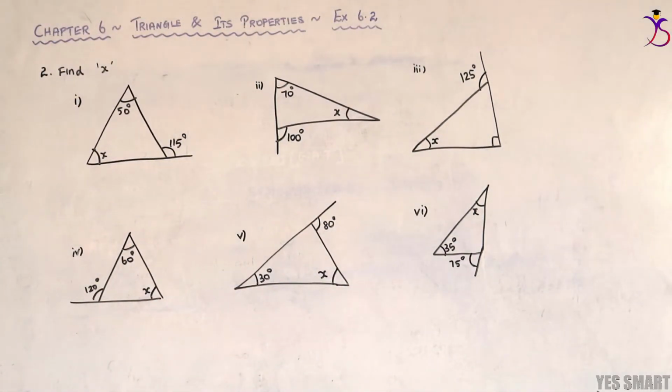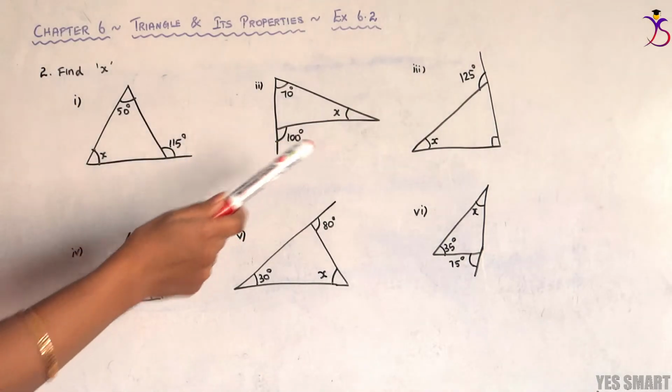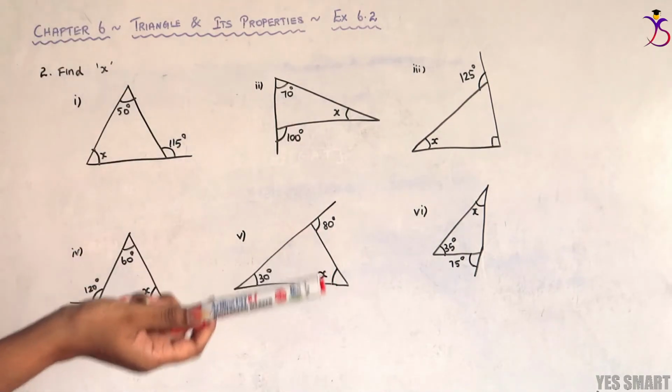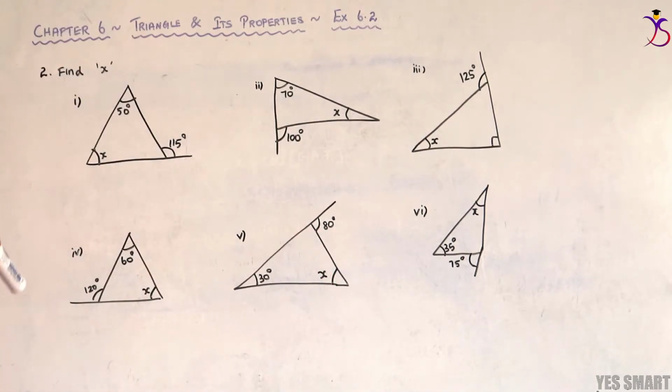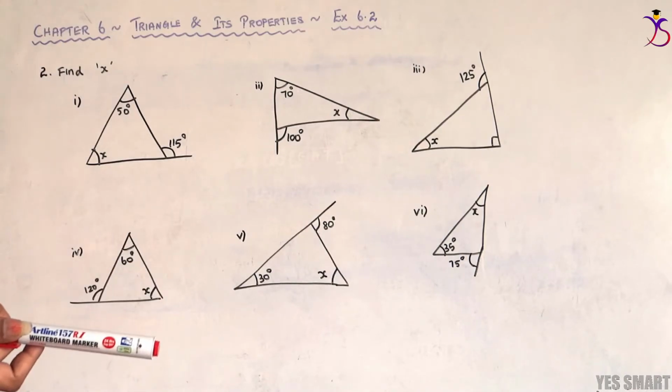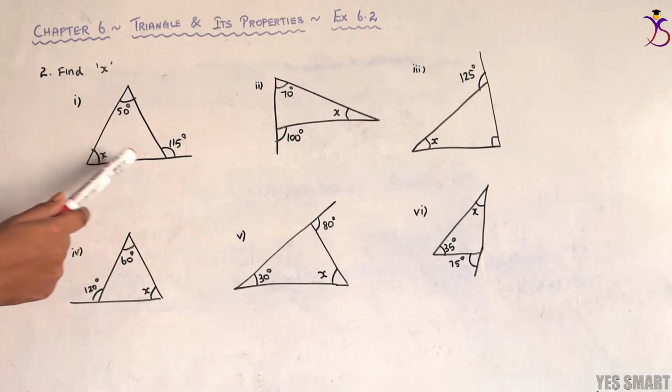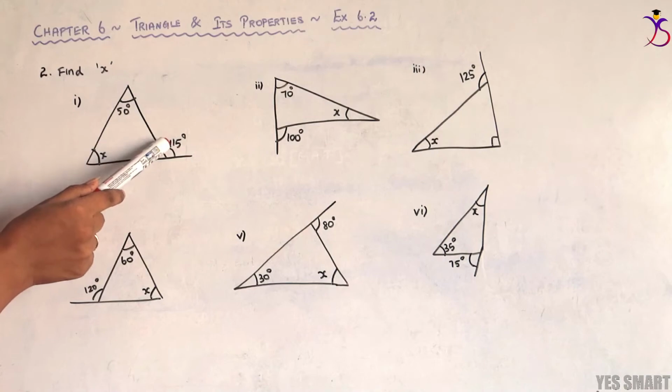Now second sum, find x. We are supposed to find the value of x. In the previous sum, we had the unknown quantity x always outside the triangle, that is, it was always an exterior angle. However, here we have the unknown quantity x inside the triangle, that is, an interior angle of a triangle. So now, using the same theorem, we will find the value of x.